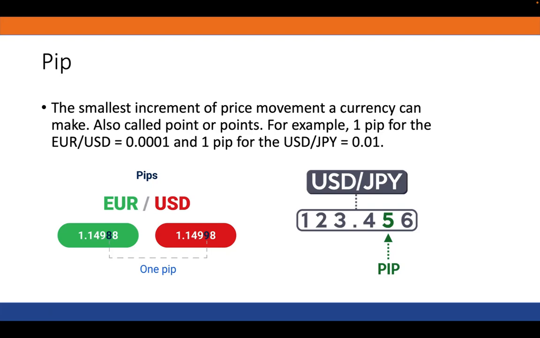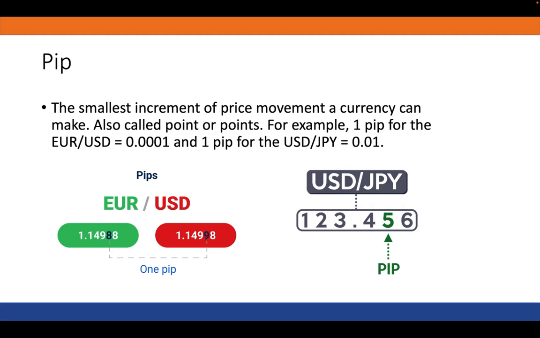Let me finish the presentation. What it means is that after you subtract, you are going to have 11. But because of the 5th number, you have to divide it by 10 to get 1.1. So now you have a change in price of 1.1 pips. I hope you understand.